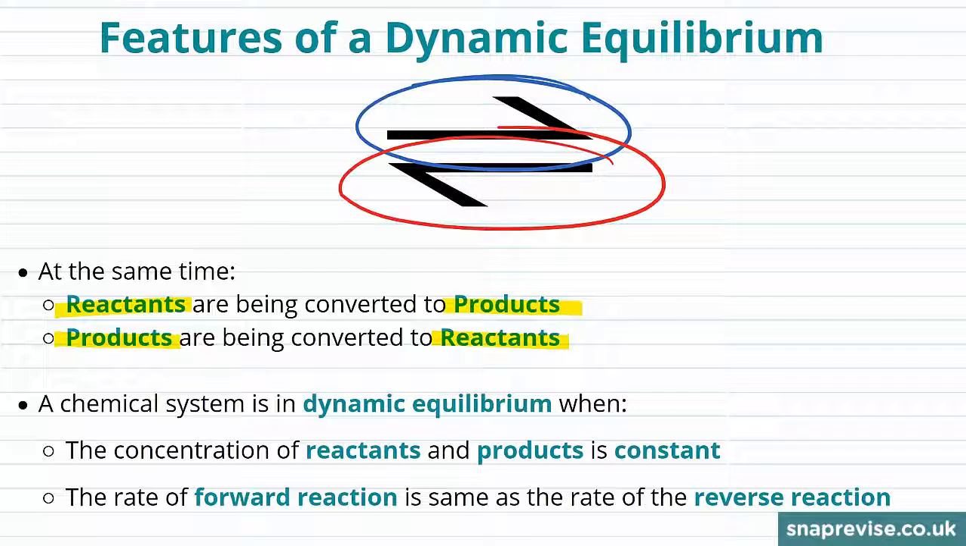Now, our chemical system is truly in dynamic equilibrium when the concentration of our reactants and products is constant. That's not to say that the concentrations of reactants and products must be equal. They can be different, they just must be constant. In our system, the rate of the forward reaction must also be the same as the rate of the reverse, or backwards, reaction.